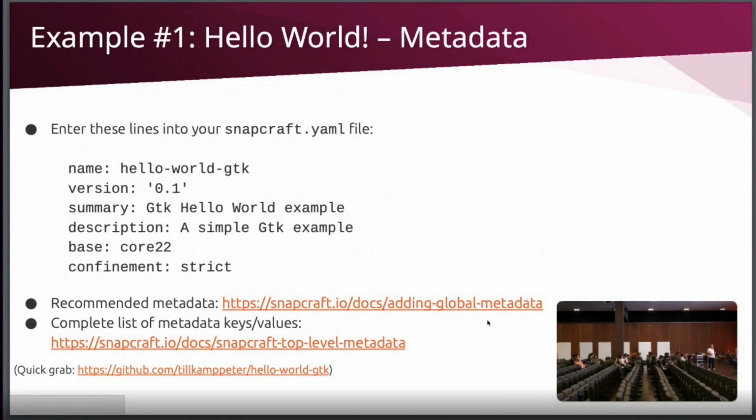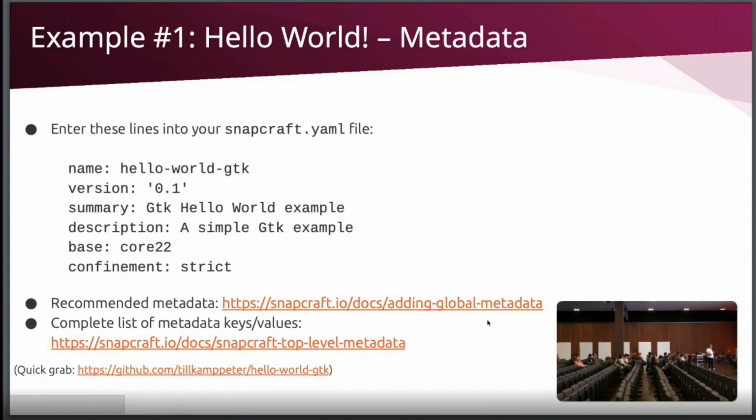So at first, copy from the slides the metadata section. It's this one. You have a name, a version number, a summary. This is a short description in one line. A description, a longer description, which can be in several lines. And you have, as I told, the core snap, and you choose core 22.